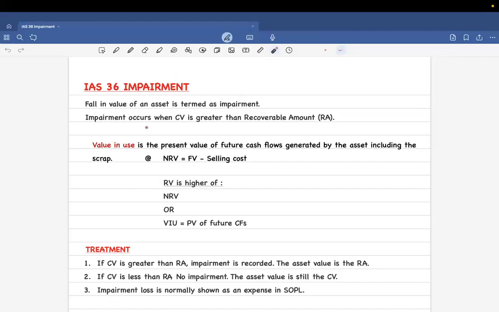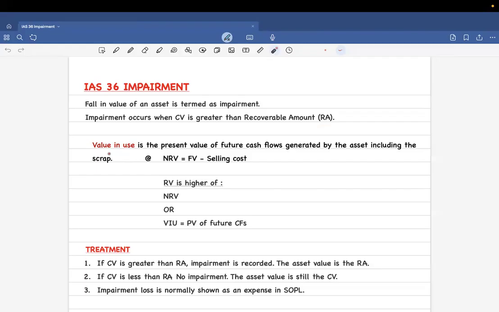Impairment, in terms of the standard, simply means that your net book value is very high compared to the actual amount that you could receive from the asset. That amount is called the recoverable amount, RA. Clear? So how do you calculate RA? To calculate RA, you need two things. One is NRV, that we studied just recently. And the other is value in use.